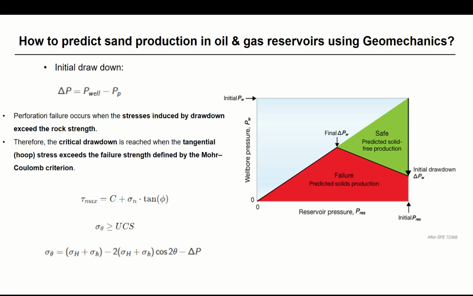So the question is where we can get the UCS. The UCS you can get from laboratory test data, or you can have it from some empirical equations. So what you should keep in mind is to try not to exceed this threshold between stable and unstable, or failure, solid production.